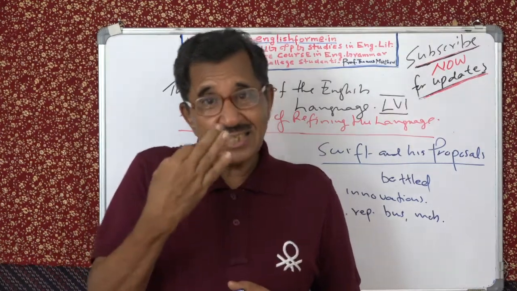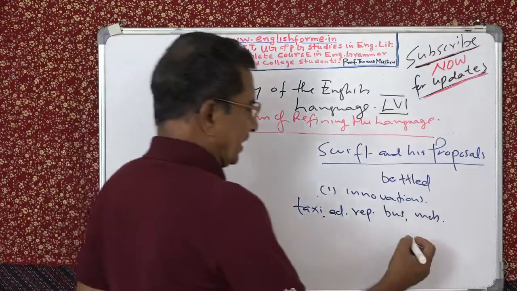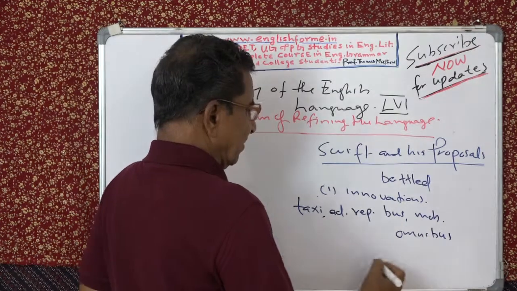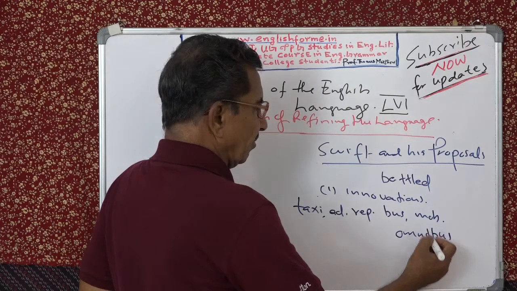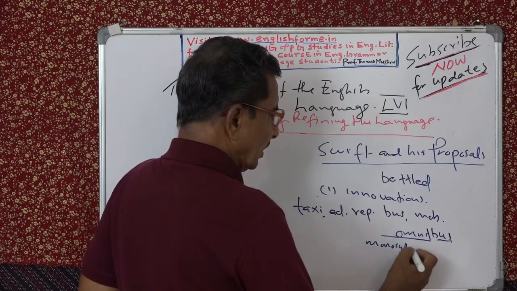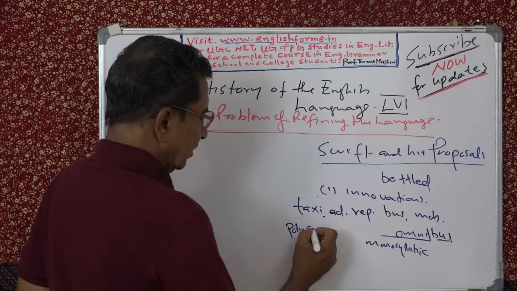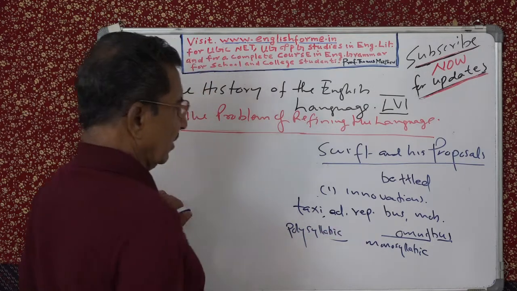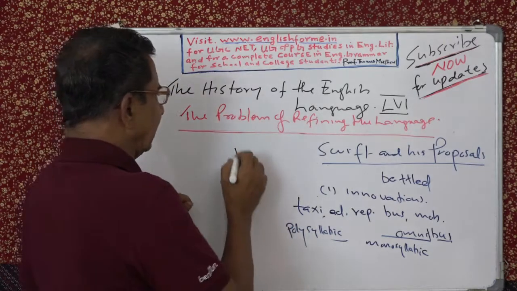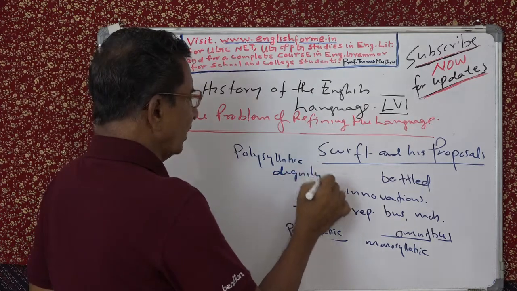The polysyllabic dignity of the word is lost. You get that idea. Polysyllabic, for example, omnibus. It's a polysyllabic word. So when you clip and shorten, it becomes a monosyllabic word. So the transition is from polysyllabic, poly meaning many, to monosyllabic words. Taxi cab is polysyllabic. So he says the polysyllabic dignity of the language is lost. Dignity of the language.